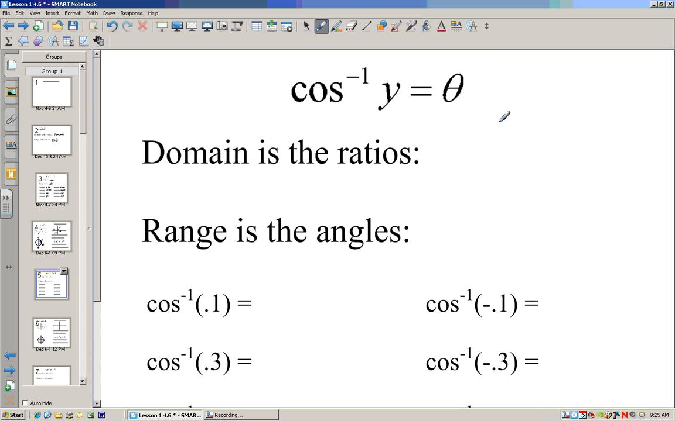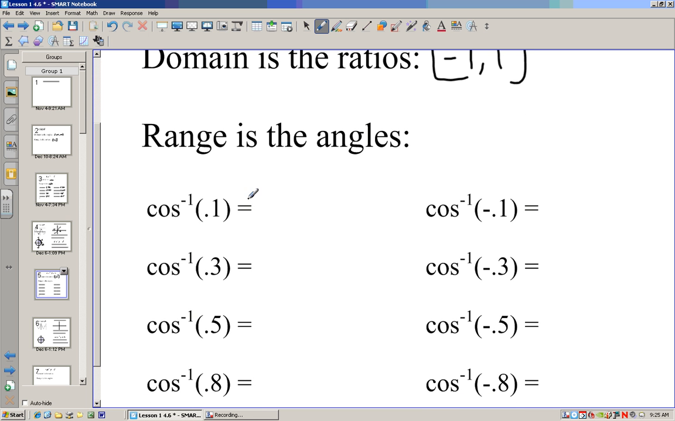Now we can do the same thing with inverse cosine. The domain of the ratios will still go from negative 1 to 1. The range of the angles we can figure out by plugging these numbers into our calculator. If I do the same thing with cosine, inverse cosine of 0.1, I get 84.26. Now if I do inverse cosine of negative 0.1, I get 95.73. Actually 74 if I round it.